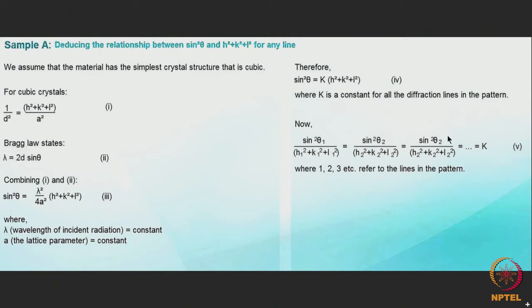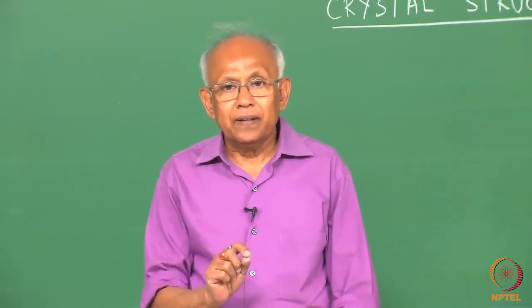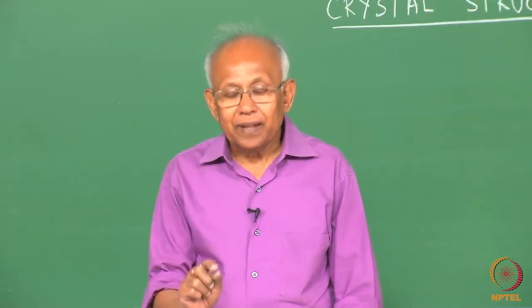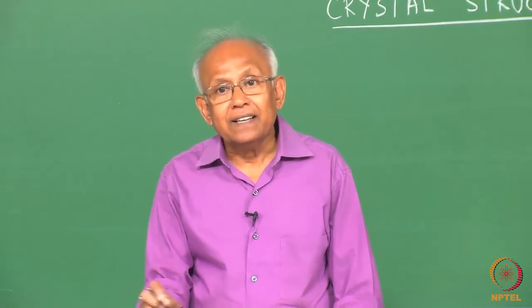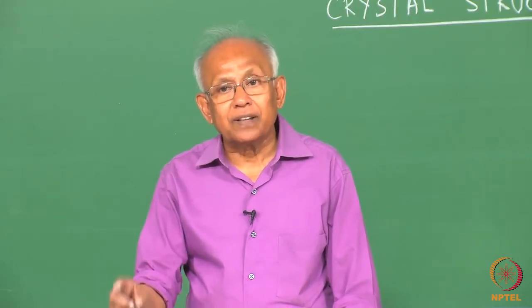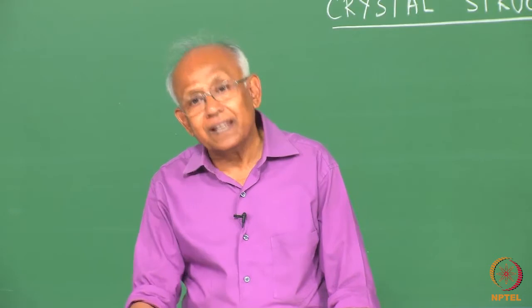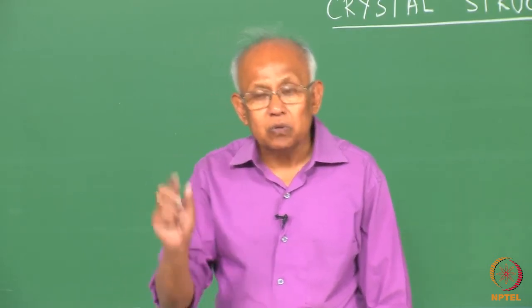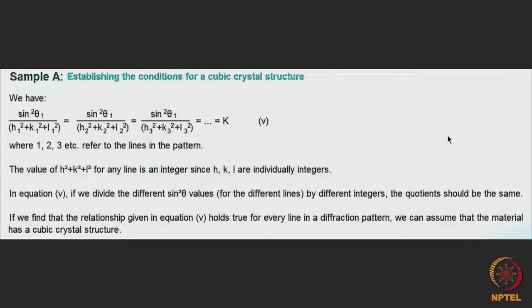So, the relationship states simply this: if we divide the sin square theta value of line number 1 by an integer, it will be equal to the sin square theta value of the second line divided by another integer, and that will be equal to the sin square theta value for a third line pair divided by still another integer, etc., equal to a constant value. Now, what are the values which h square plus k square plus l square can assume? This is very important to know.